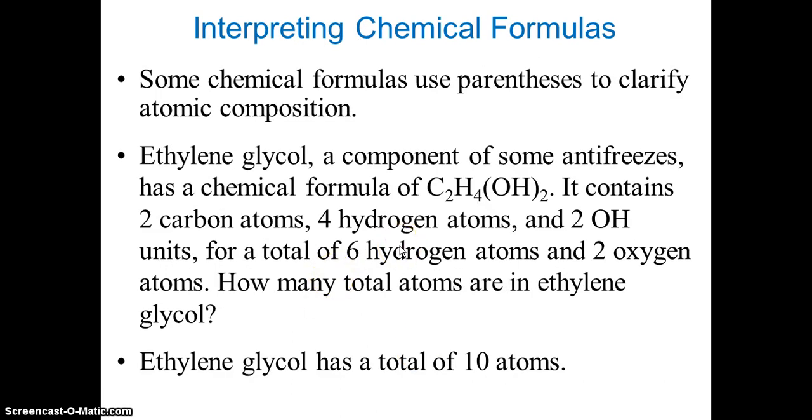Now, how do we interpret chemical formulas? You can see some chemical formulas use parentheses to clarify atomic composition. For example, ethylene glycol, a component of some antifreezes, has a chemical formula of C2H4(OH)2. That means it contains 2 carbon atoms, 4 hydrogen atoms, and 2 OH units, for a total of 6 hydrogen atoms and 2 oxygen atoms. The question is, how many total atoms are in this ethylene glycol? When you calculate all of them, carbon is 2, hydrogen is 4 plus 2, which is 6, and oxygen is 2. So the total number of atoms is 10, because 2 plus 6 plus 2 is 10.